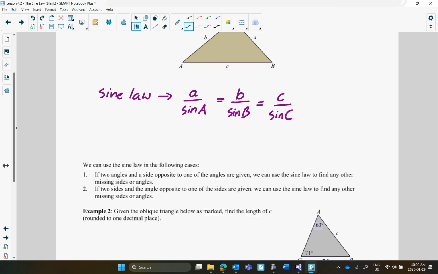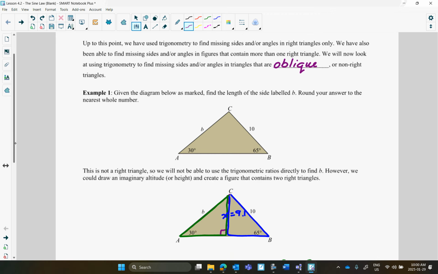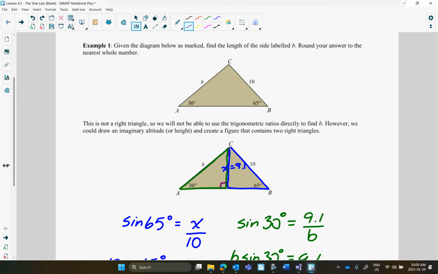So if, say for example, we went back here and I said, okay, let's use sine law. Well, I know this side I'm trying to find, what's the measure of its angle opposite? 65. So one of the fractions I can write is b over sine 65. The other fraction has to contain numbers. What's the other fraction? 30. Sorry, sine 30. And they equal each other according to sine law.